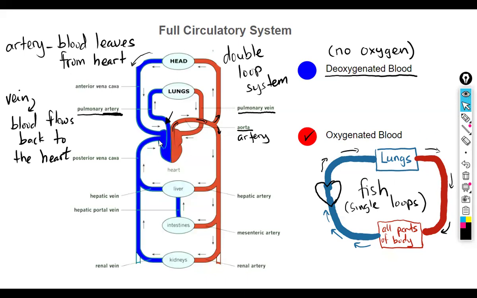Now, if you look at the diagram here, and the examiner loves to test you on this, all the arteries, all the red parts, have oxygen in them. If you look at your diagram, all arteries are red except for the pulmonary artery. The pulmonary artery is the only artery in your body that has no oxygen in it. But it's called an artery because it's taking blood away from the heart.